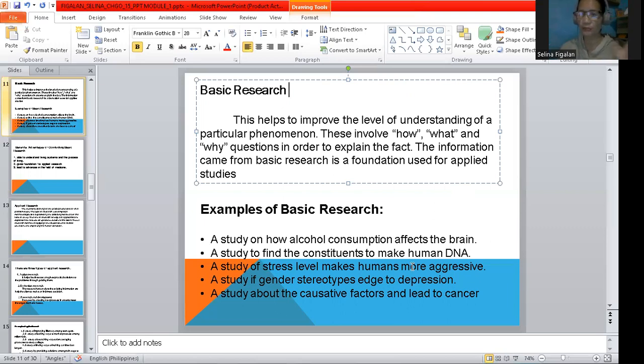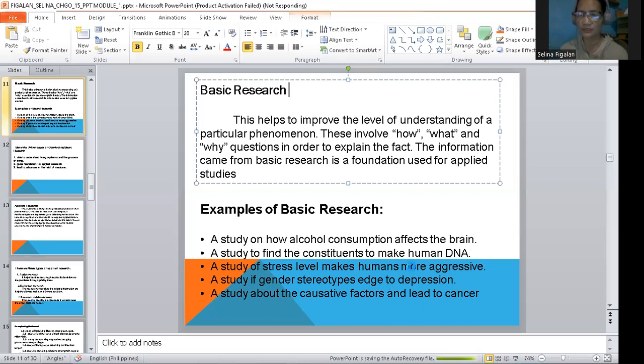So sa human anatomy, malalaman nyo under the nervous system. Okay? Because there is an effect in your hypothalamus, okay? It is a part of your brain. The reason why your legs, which is a part of your extremities, ay nagkakaroon ng problema. Okay? A study to find constituents to make human DNA.